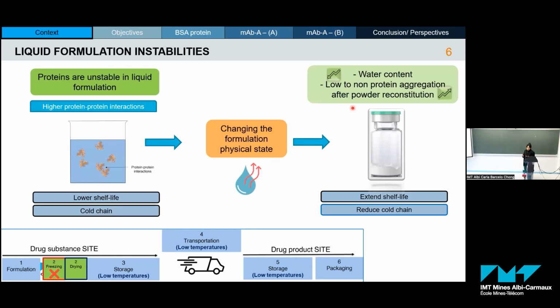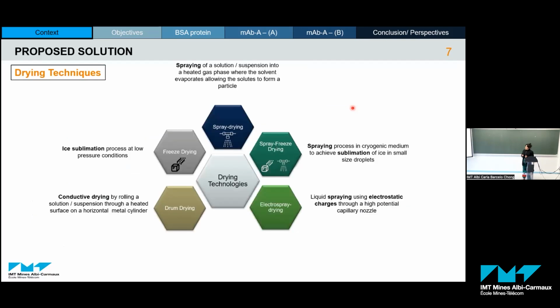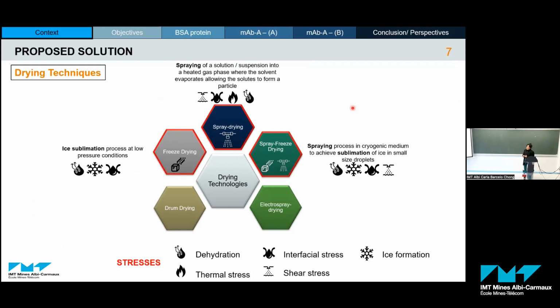To achieve this, we reduce the water content in the formulation, which will lead to a reduction in the mobility of the protein and therefore reducing the phenomena of aggregation. Some of the drying technologies that we can have are drum drying, electrospray drying, freeze drying, spray drying, and spray-free drying. In the pharmaceutical companies, we will focus mainly on these three ones: freeze drying, spray drying, and spray-free drying.